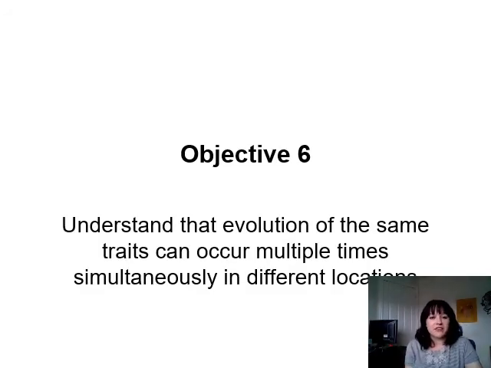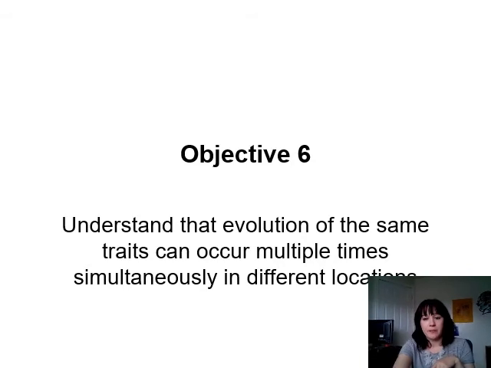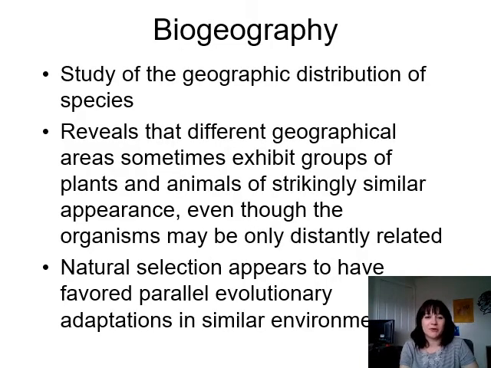Let's talk about our last objective, this idea called convergent evolution, in that the same patterns and traits can evolve separately in completely different areas at the same time. So biogeography is the study of species, how they are distributed geographically, right? Are there any patterns that are found? How do species evolve in different locations around the Earth?